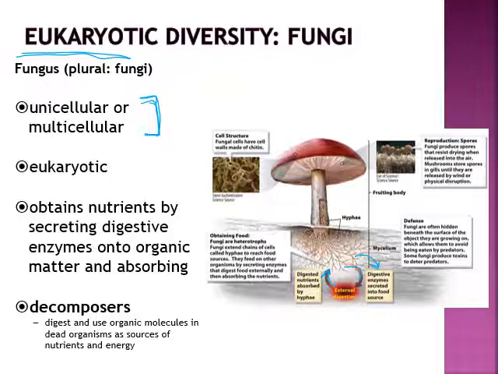So that's the way that they reach their food sources, and they basically are decomposers. So they're feeding on other organisms by secreting these enzymes. So they digest and use these organic molecules within the dead organisms as sources of nutrients and energy. So our fungi, no matter whether they're unicellular or multicellular, are our decomposers. So you can see that they also have cell walls, and their cell walls are made of something called chitin, which is actually a pretty strong cell wall.